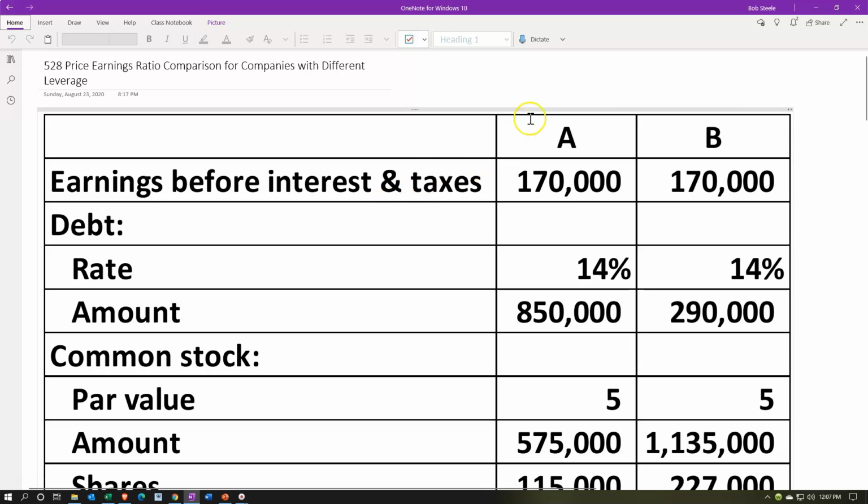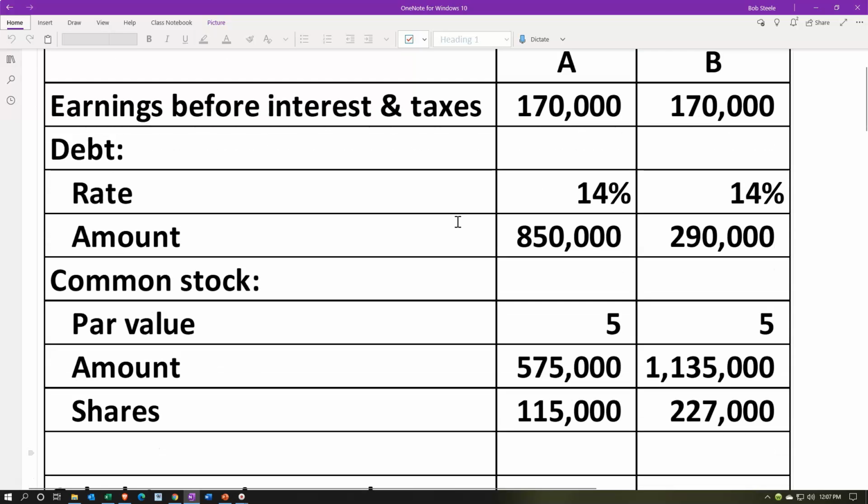So we're going to have two scenarios, A and B, and we'll take a look at the differences between these two. We have the earnings before interest and taxes remaining the same. This is basically operating income. If you're thinking about the income statement, basically operating income before we deduct the interest, before we deduct the taxes, they're the same at that point. And then we have the debt, which for company A, they're going to have more debt. The $850,000 versus $290,000 for B, same tax rate, which is going to be 14%.